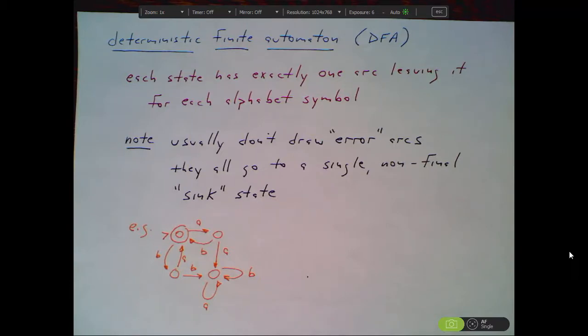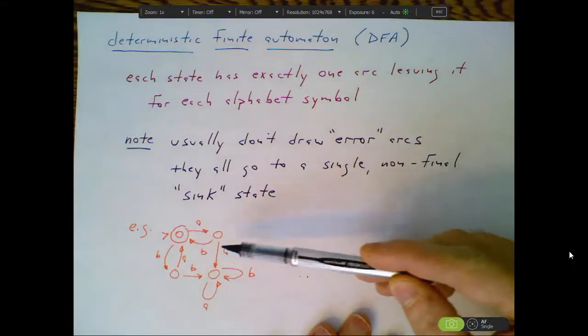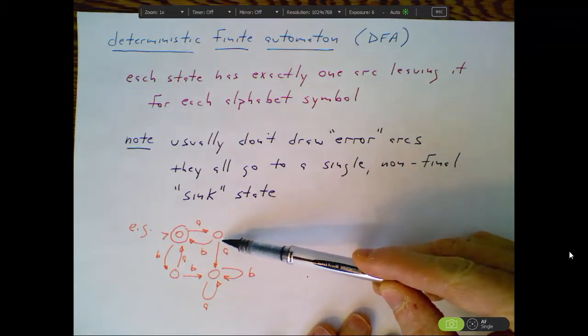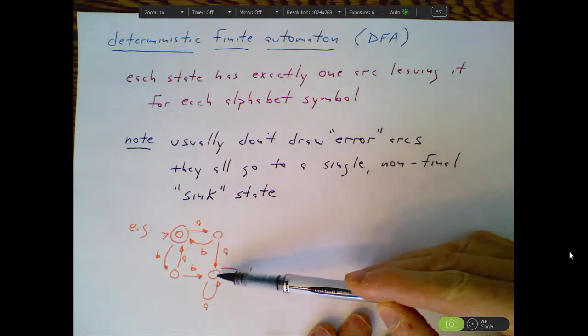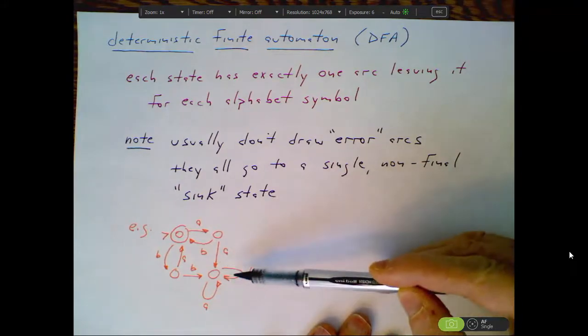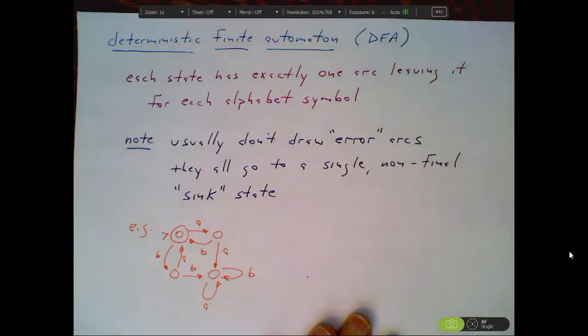So for instance, if we go back to the state machine that I drew on the prior slide, it was these three states. But what I left off was that if I'm in this state and I see an A, it's really an error. So what's actually happening, even though I didn't draw it, is that I would have an arc on A going down here to a sinkhole where I can never get out. Once I'm there, I just match A's and B's and stay there, and it's non-final, so if I follow that arc, I can never accept a string that contains that symbol. Okay.